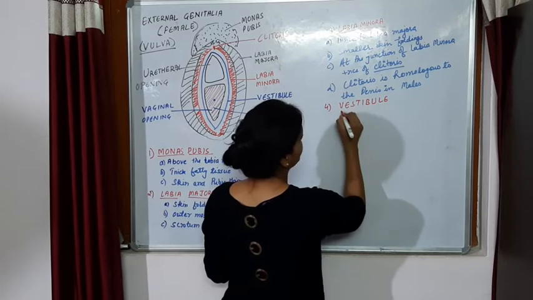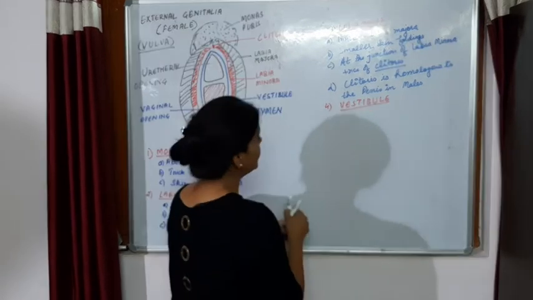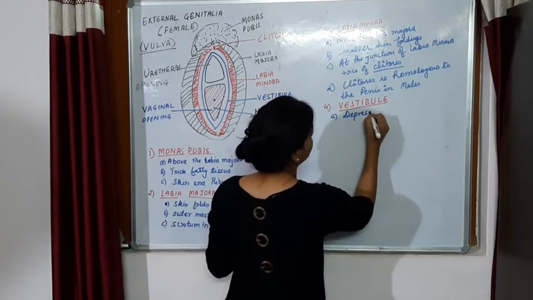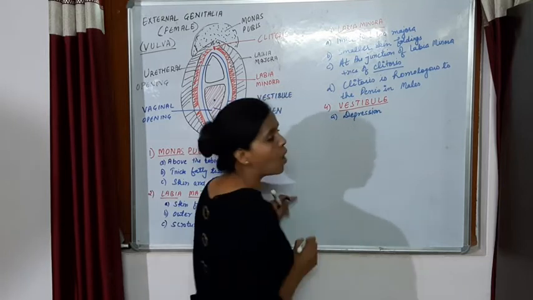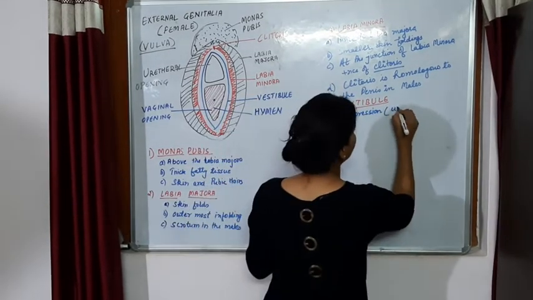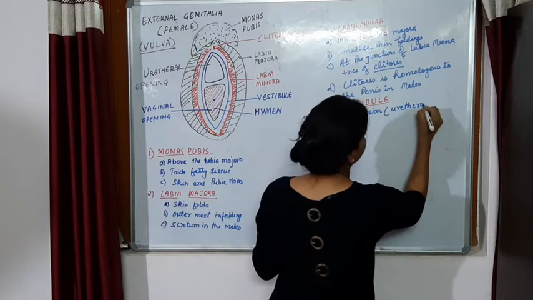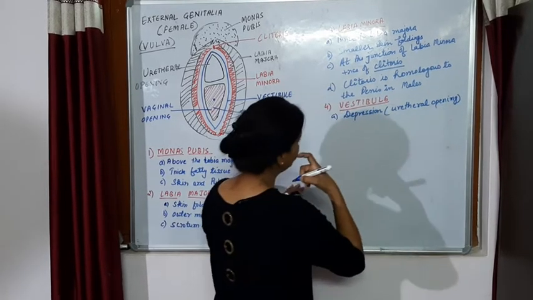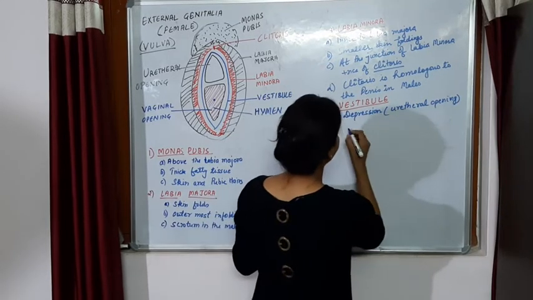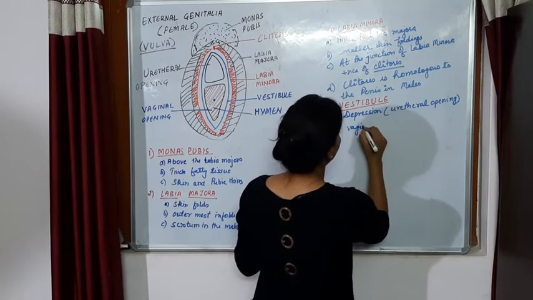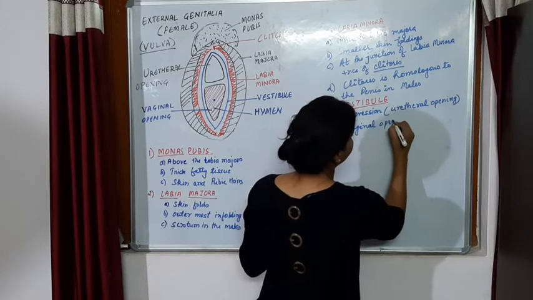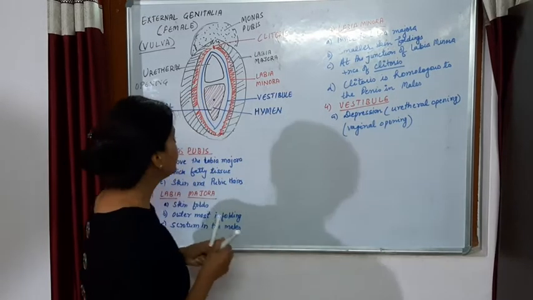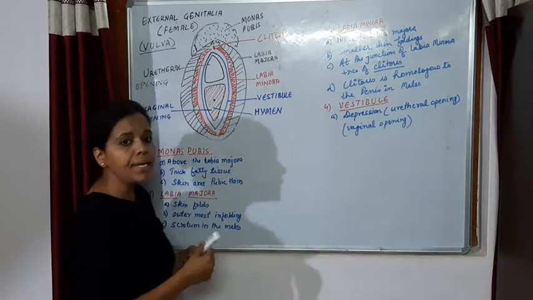Now next is the depression where the external genitalia is present, which is called the vestibule. It is a depression which shows the presence of the urethral opening, from where the urine is excreted out, and next is the vaginal opening, where the sperm is deposited, right?